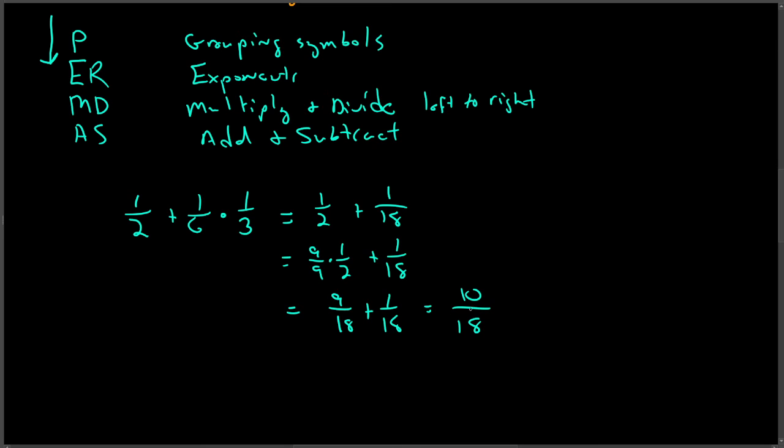But this isn't in the simplest form. They both share a factor of 2. And so I pull out the 2. I write that as 5 times 2, and this is 9 times 2. The 2's cancel out, leaving me with 5/9.